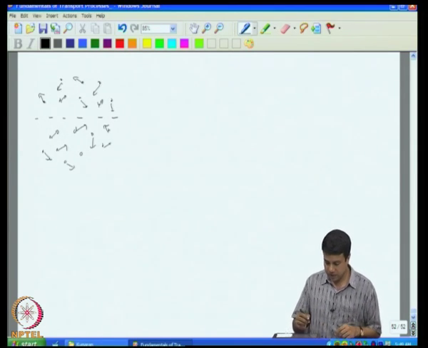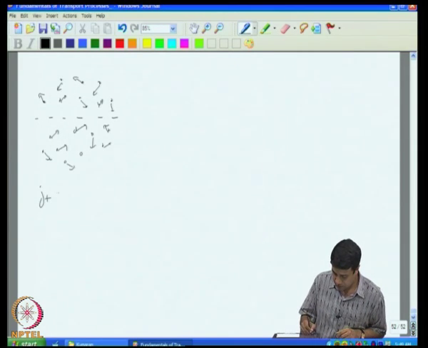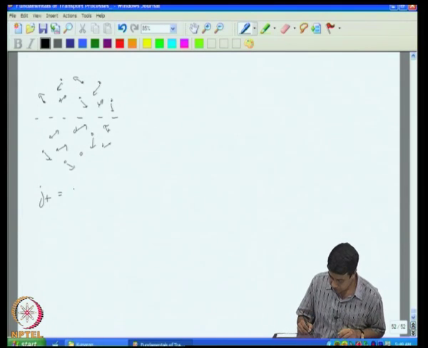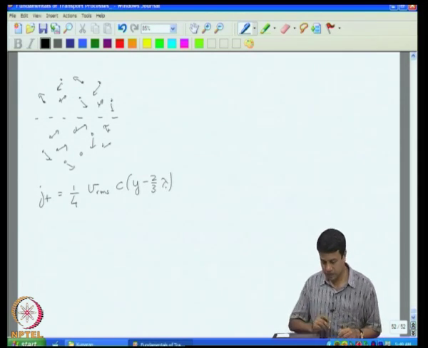I said that the flux going upwards was equal to some constant, in that case I got 1/4, times the fluctuating velocity times the concentration at a location y minus 2 by 3 lambda.